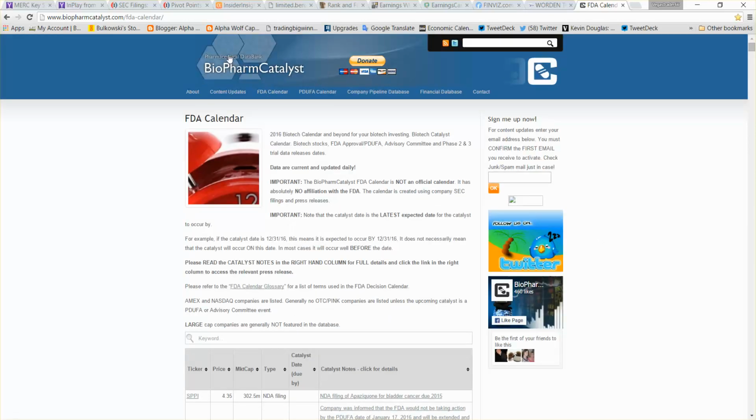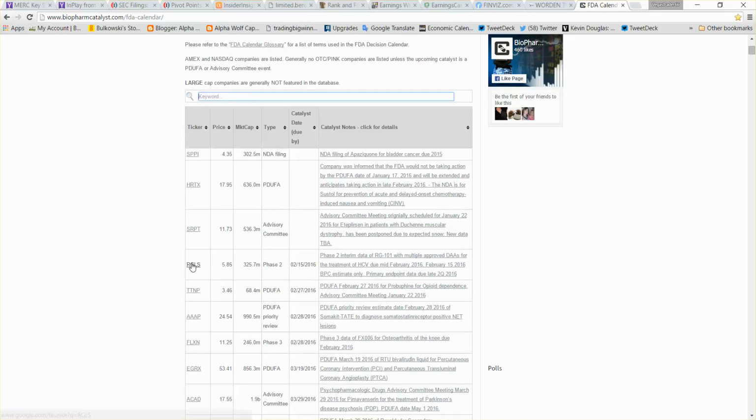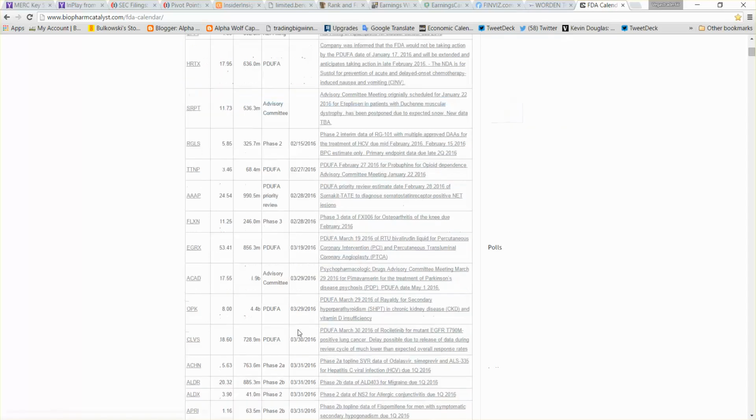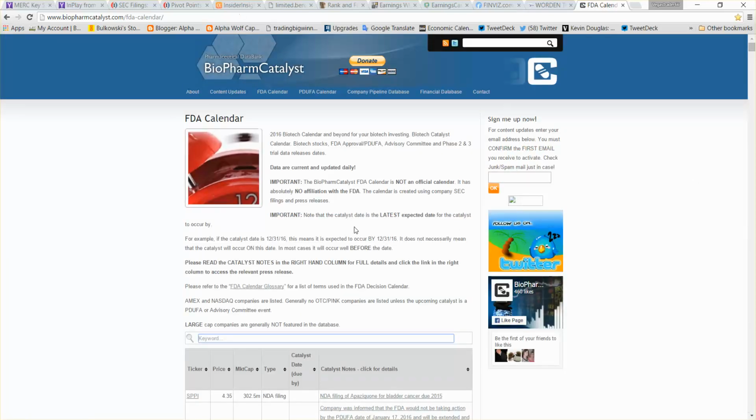Biopharm Catalyst, it has an FDA calendar. You could punch in the symbol if you want to look up to see if there's anything specific coming up on the calendar. It lets you know you're getting phase 2 interim data, this RGLS, TTMP, February 27th, AAAP, all the upcoming events that could be a potential catalyst for biotech stocks. OPK's got something coming up in March. You've got FLXN, phase 3 data coming up on 2/28. So this is a fantastic tool if you're active in the biotech industry.